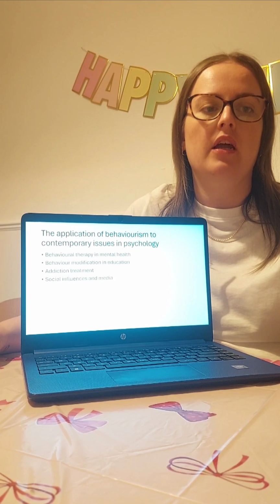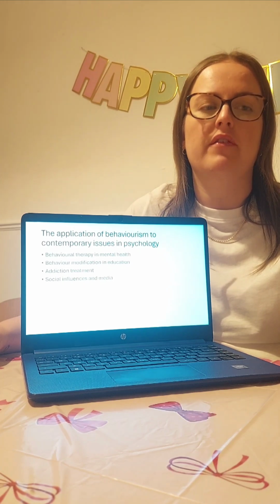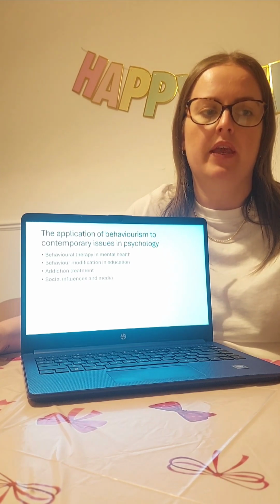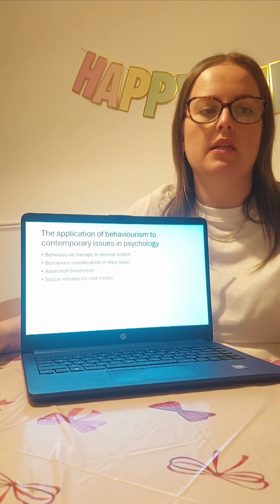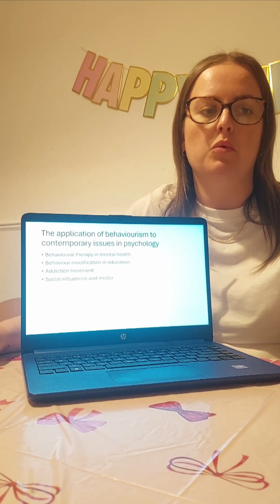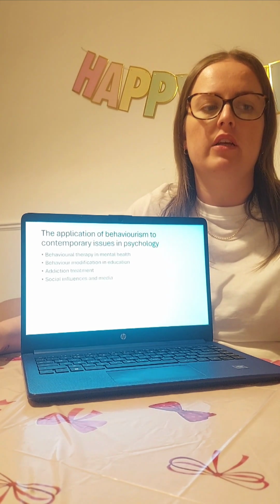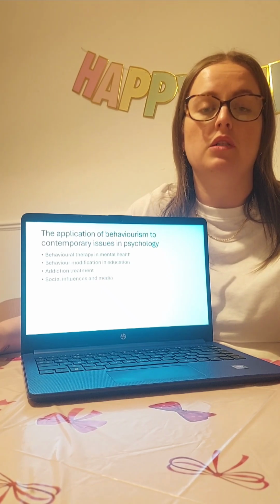Addiction treatment. An approach called contingency management can be effective for addiction treatment. It involves reinforcing sobriety and positive behaviours with tangible rewards. For instance, drug-free urine samples can be reinforced with rewards like vouchers.